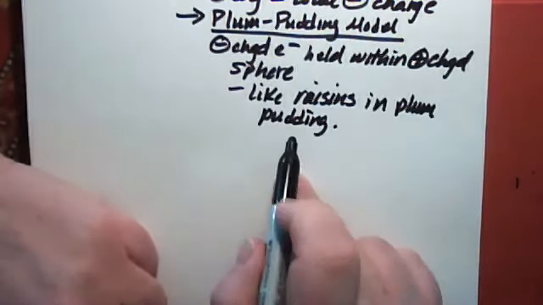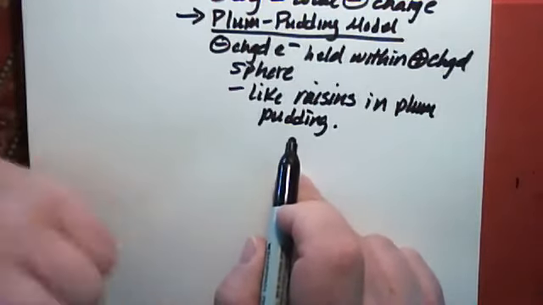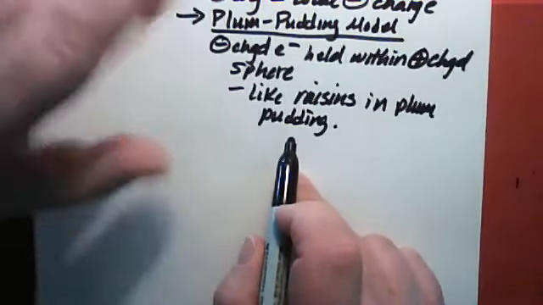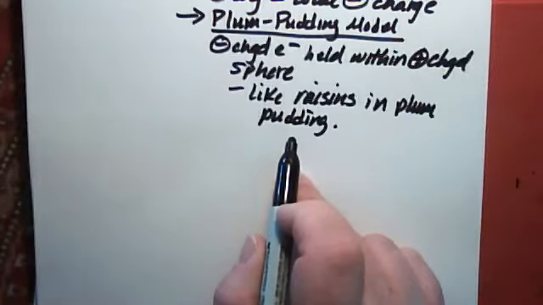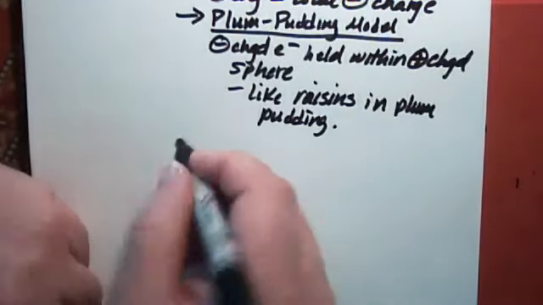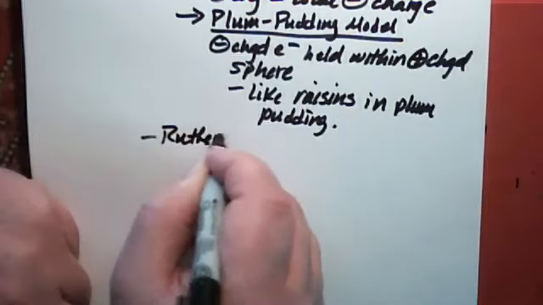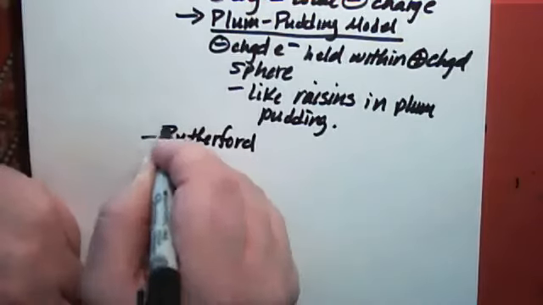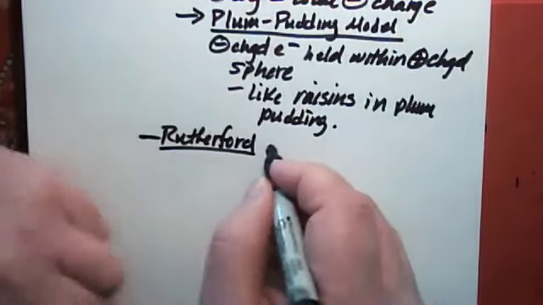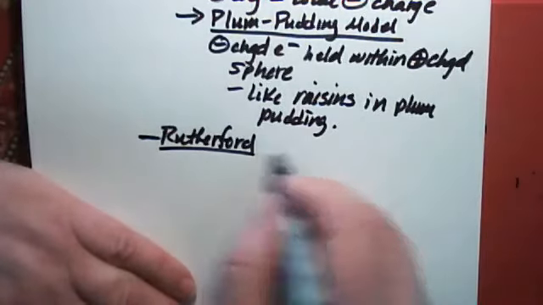But anyway, the book uses the analogy of a blueberry muffin, where the electrons are sort of like the little chunks of blueberry spread throughout the positively charged muffin. And that was the plum pudding model of the atom. It wasn't too long after that that model was superseded by a model that was devised by Ernest Rutherford.